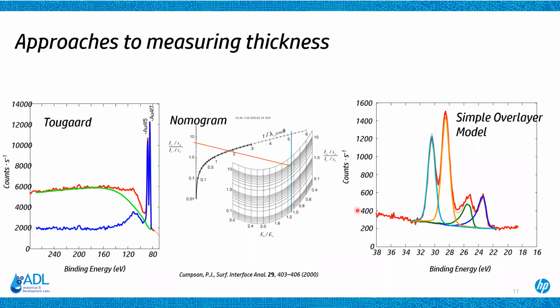Another similar approach is to use what Peter Kumpson calls a thickogram. This is a nomogram of this same equation, and it's really good for peaks that are not close together in kinetic energy. So it's a nice way to evaluate. It's the next step from the simple overlayer model, but for when the peaks are far apart. And you can get a fairly reasonable idea of the thickness of a material using this method. And of course, there's the Tougaard method, which is a more holistic view of what the inelastic background looks like, and you can model that and come up with thicknesses.